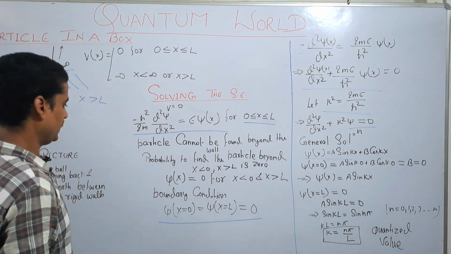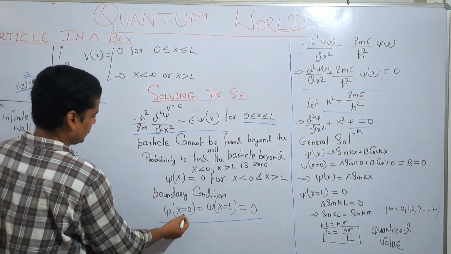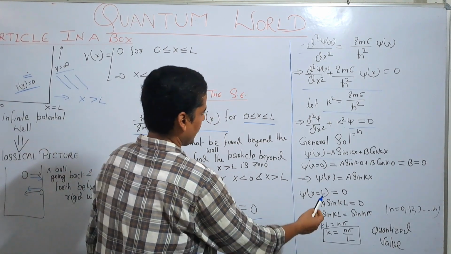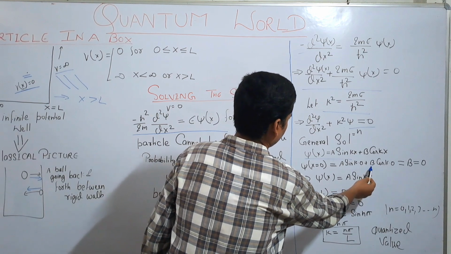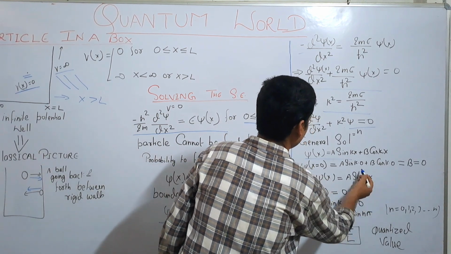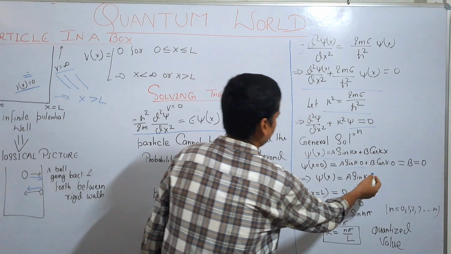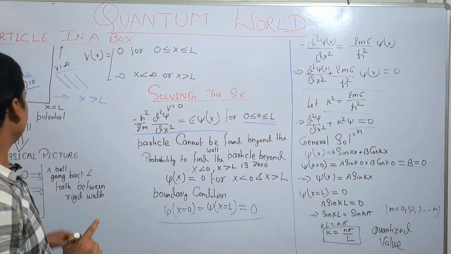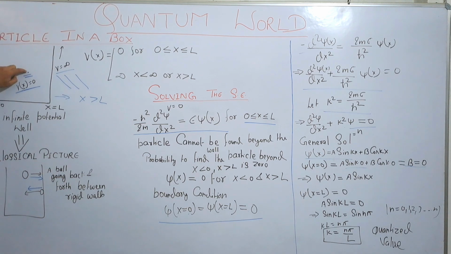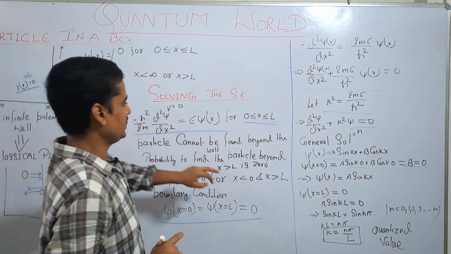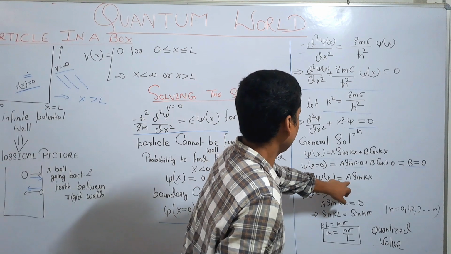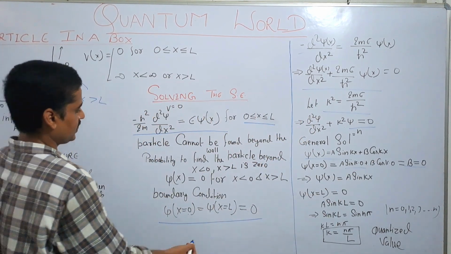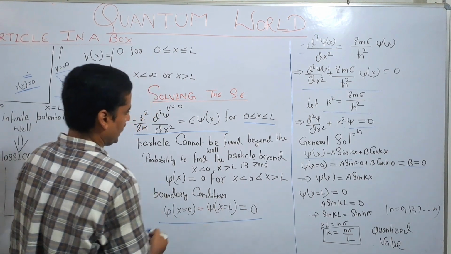Now we apply the boundary condition. ψ(0) is equal to 0. So A sin k0 plus B cos k0 is equal to 0. Sin k0 is 0, it means B becomes 0. So we will get the wave function for this particle in the box: ψ(x) is equal to A sin kx.